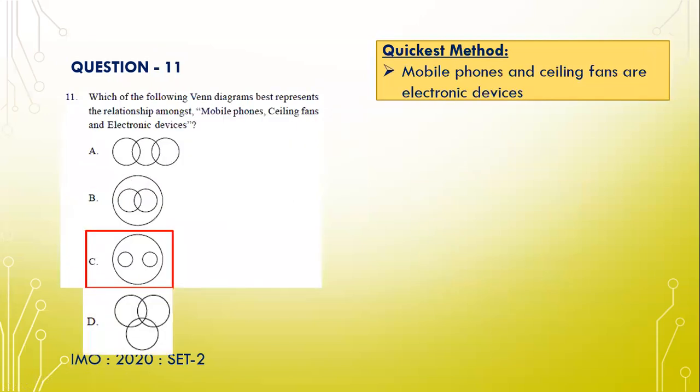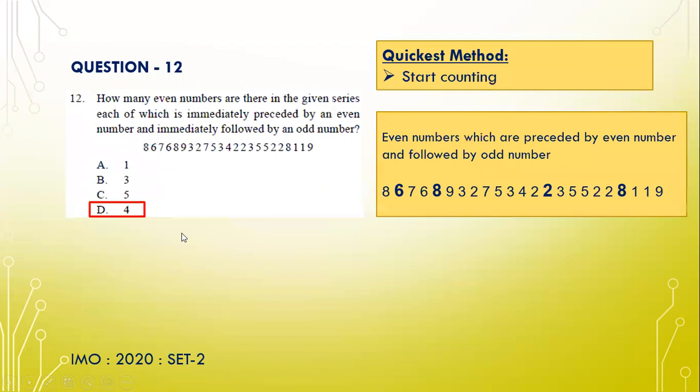Which of the following Venn diagrams best represents the relationship amongst mobile phones, ceiling fans, and electronic devices? Now again, mobile phones are electronic devices. Ceiling fans may have an electronic chip now, though it is more or less an electrical device. But mobile phones and electronic ceiling fans are more or less electronic devices.